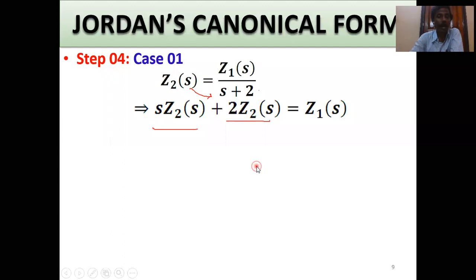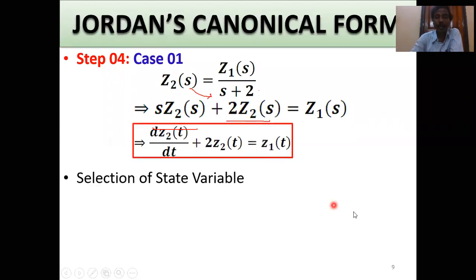Taking the inverse Laplace transform, we get the first order differentiation term, dz2 by dt, plus 2 into z2(t). This is the Z2(s). After inverse Laplace transform, Z2(s) is equivalent to z2(t), and on the right hand side Z1(s) equals z1(t). This is the system input, and z2 is the output, because z2(t) is the position and the rate of change of z2(t) is the velocity of the system.